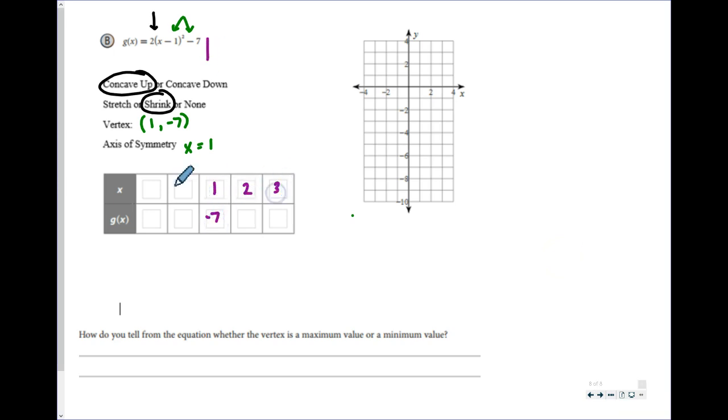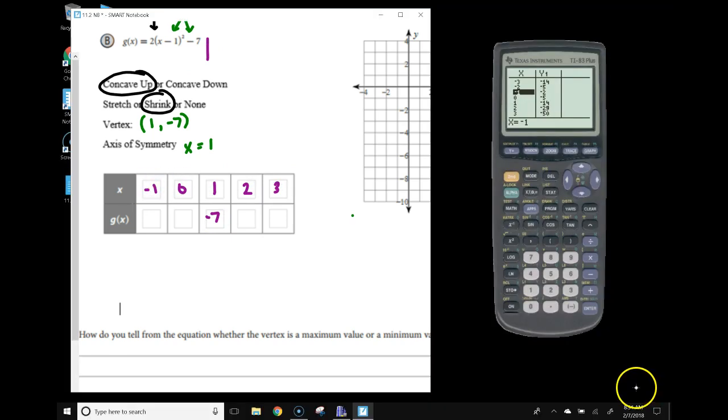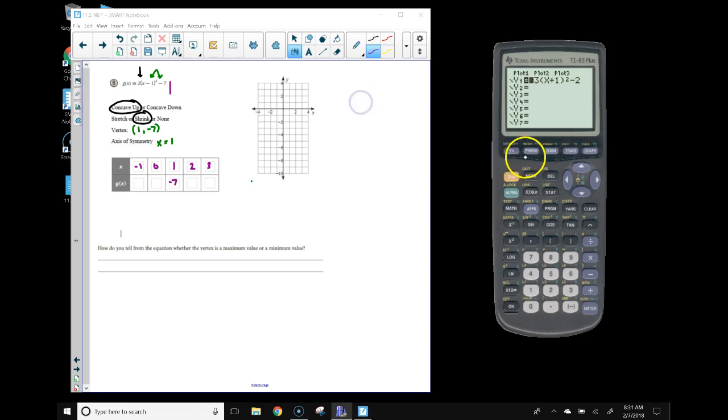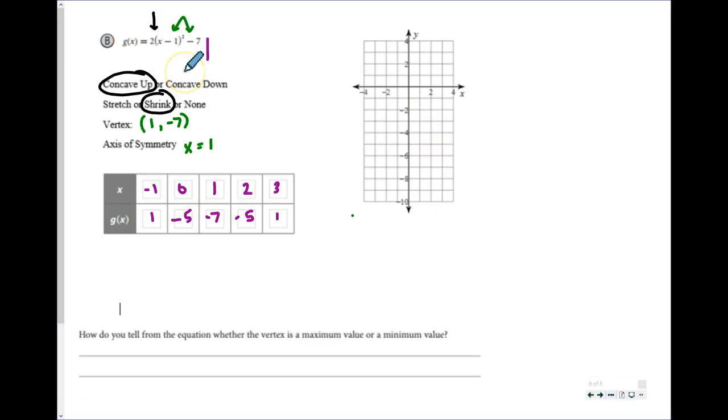Now that I know my vertex is 1, -7, that goes in the middle. I know this is going to be 3, and then I'm going to go backwards here, just like a number line. Now when I plug this into my calculator, I'm going to go to y equals, clear this out, 2 parentheses x minus 1 parentheses squared minus 7, get my table, and now I'm going to go right to the number 1 here. You can always scroll up and down. So then I see that it's -5 on either side, and it's going to then be a positive 1 after that. Okay. Now I just need to plot these points.